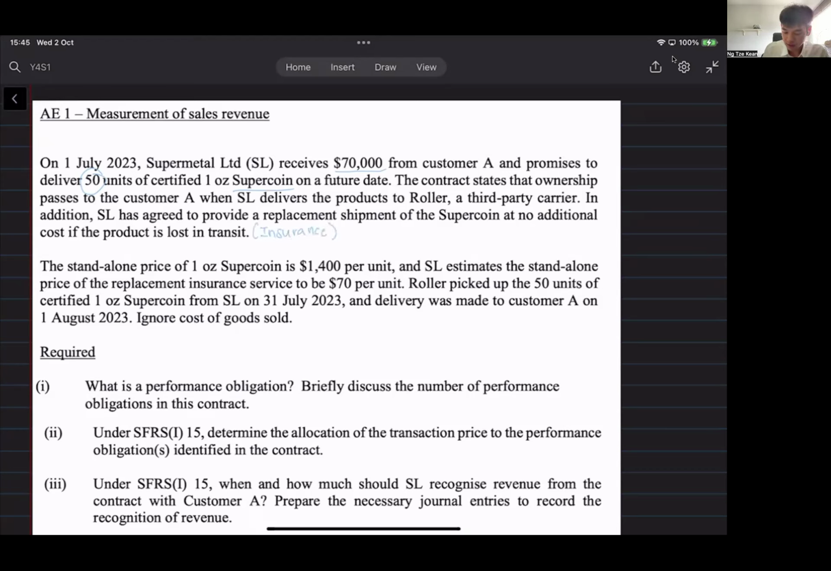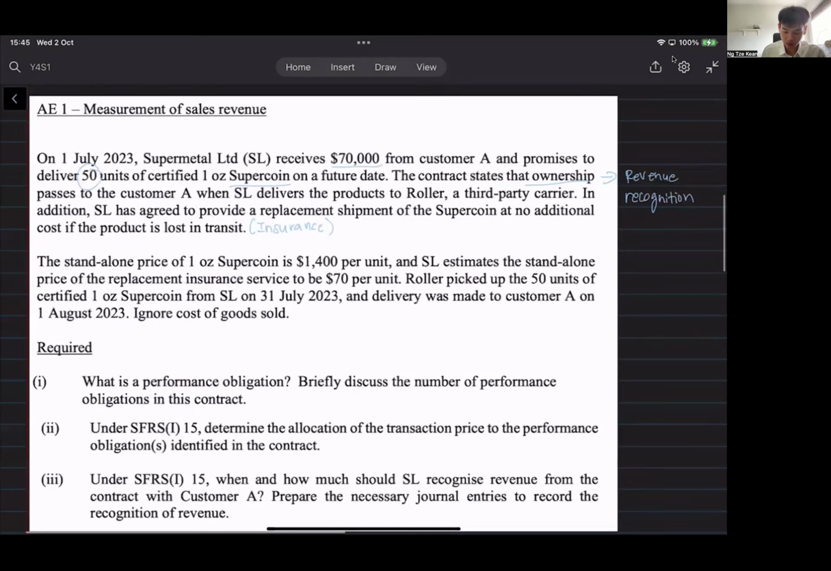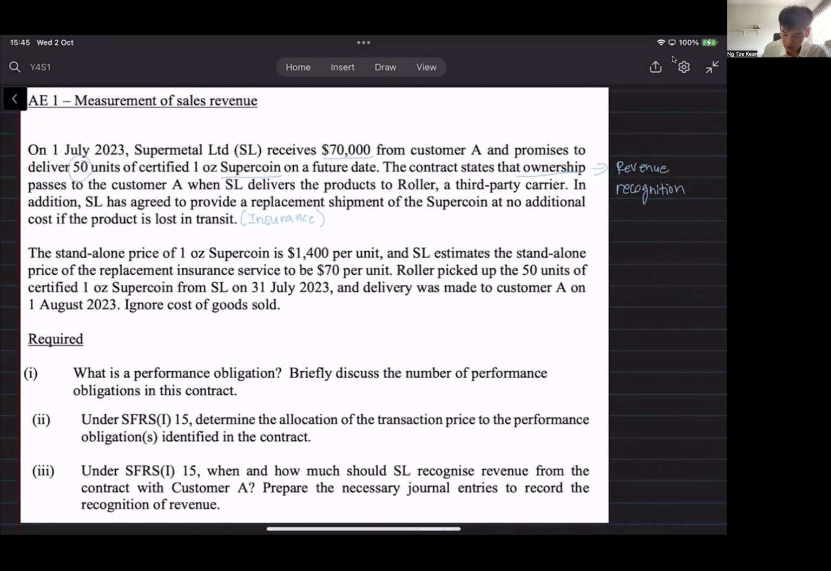So this is some form of insurance, right? And the significance of this ownership would pertain to the revenue or commission, right? So moving on, the standalone price of one Supercoin is 1.4 per unit. And the standalone price for the replacement insurance, so over here they say it's an insurance, would be 70 per unit. And there's 50 units to be delivered and 50 units for insurance, right?